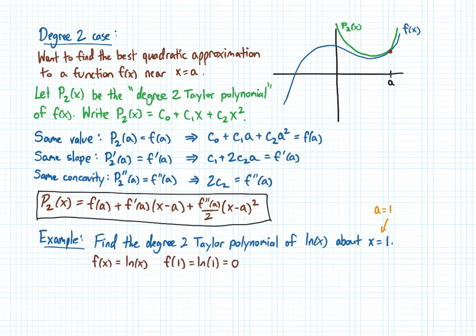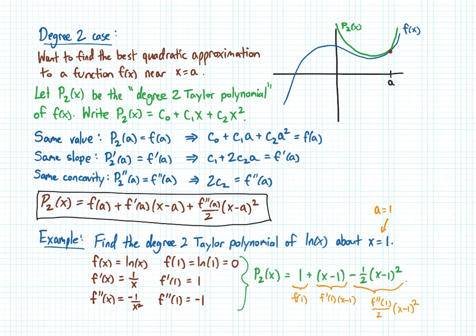So in this case, f of x is ln of x, and when you plug in 1, f of 1 is ln of 1, which is 0. So next, we calculate f prime of 1. The derivative of ln of x is 1 over x, and when you plug in 1, you get 1. And then, when you take the second derivative, you'll get minus 1 over x squared, and when you plug in 1, you get minus 1.